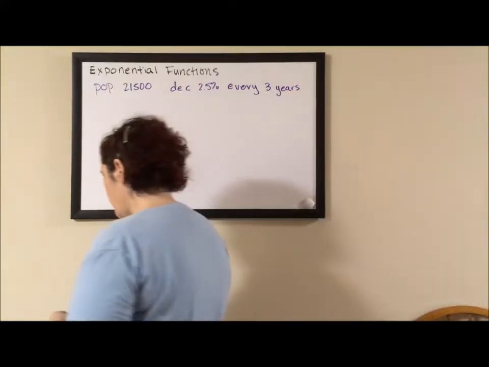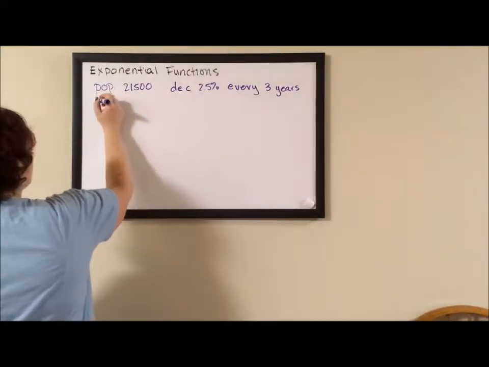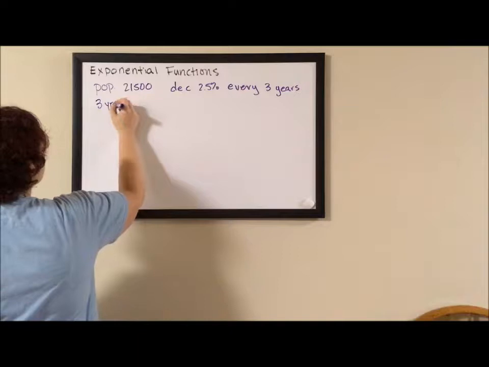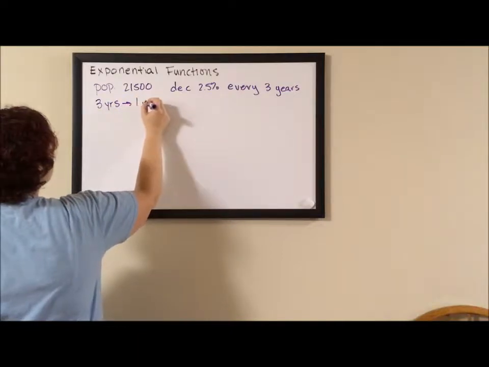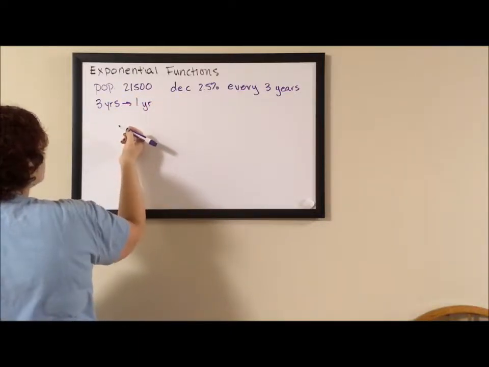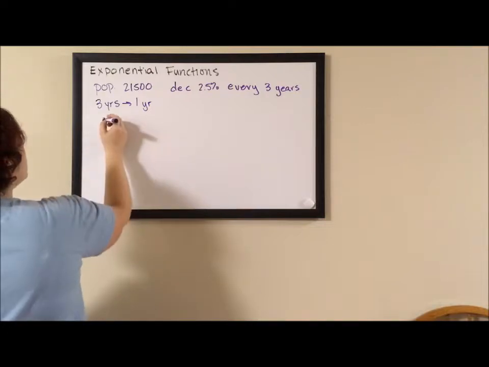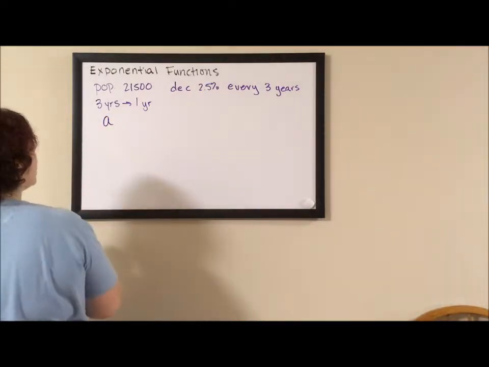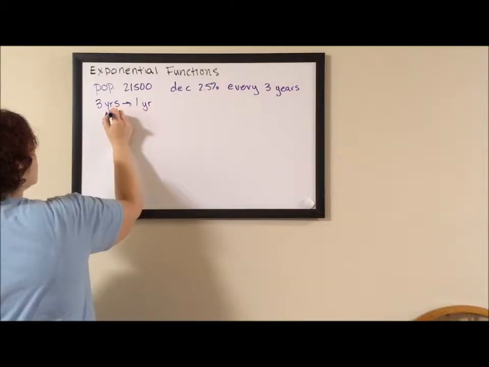So first I want to talk about how to go from 3 years to 1 year. Because 3 years to 1 year is a fraction of the time, whatever my multiplication factor is, I want a fraction of it, I want to take it to the 1/3.